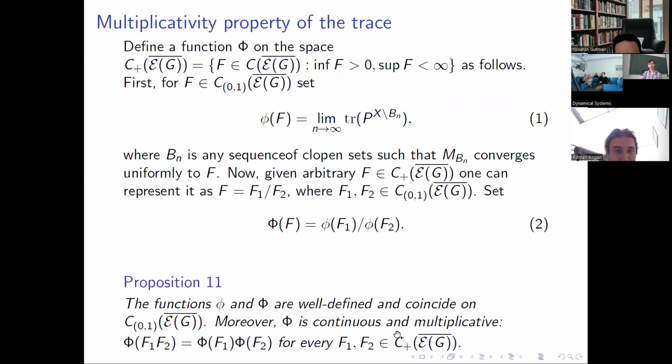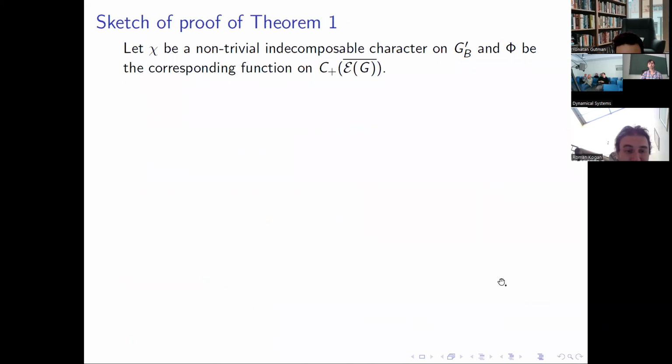And having this, we need one more. So this is kind of a map which relates closed sets. So recall that closed set A defines a function M_A on ergodic measures, and from it we obtain a value related to the trace. So this way we relate closed sets to traces. Now we are ready to give a sketch of proof of the classification theorem.